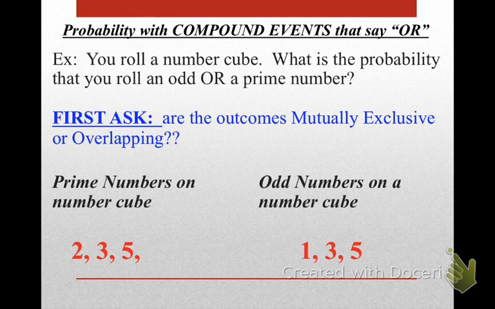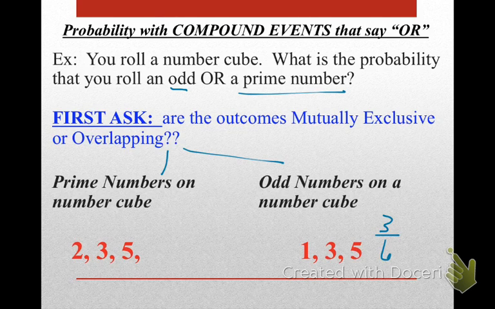Now let's look at the next example. You roll a number cube. What is the probability that you roll an odd or a prime number? So first of all, let's think about that first question. Are the outcomes mutually exclusive or overlapping? So let's look at those possible outcomes. An odd number on a die is 1, 3, and 5. Those are our odd numbers. So that's 3 possibilities out of 6.